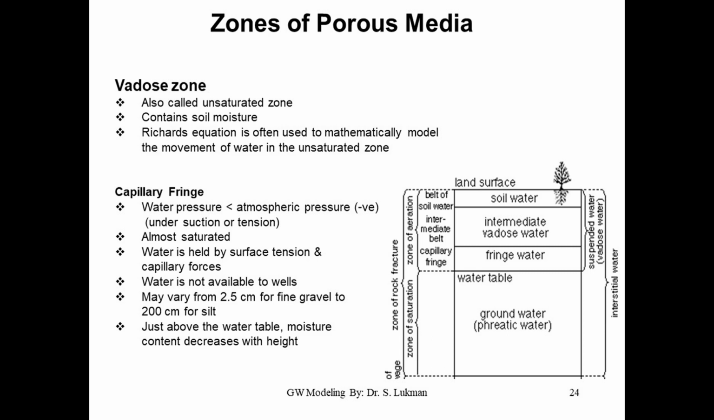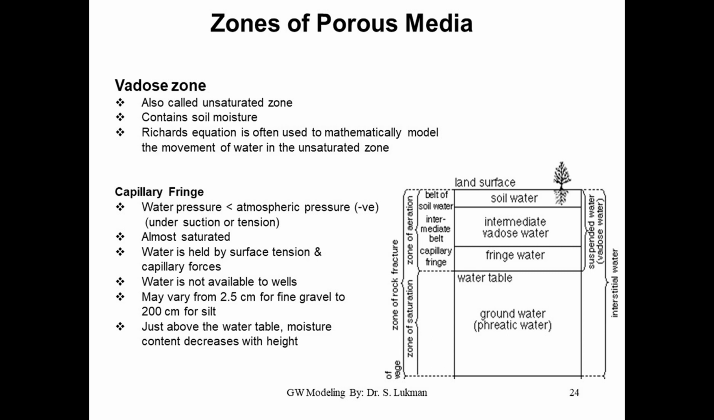Just above the water table, moisture content decreases with height. Above the water table, the moisture content decreases with height up to the ground surface. Let's say this is the water table, and this is the ground surface. The moisture content is highest at the water table, because that is saturated, 100% moisture content. The capillary fringe does not have 100% moisture content, but less than that, almost saturated.